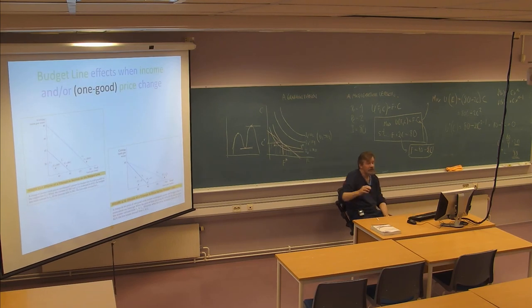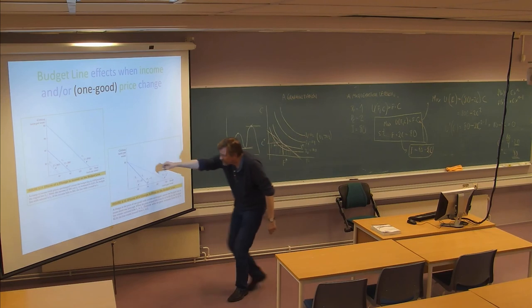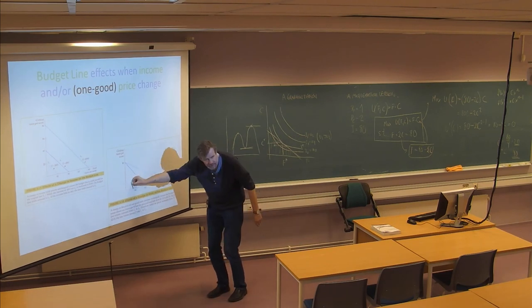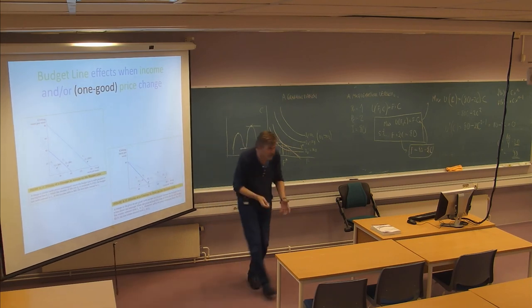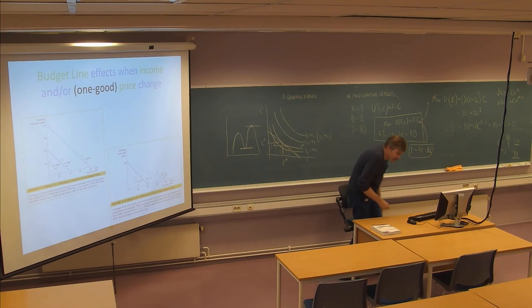Then we discussed what effect we would get on the budget line if we changed either income on the left, a parallel shift, or a change in one of the prices, in this case the price of food. If income increased, our budget line moved outwards in the diagram. If the price increased, the rotation was the other way around. We start out here and increase the price, then we rotate it inwards. Here's price a half, one and two. And we argued in general why it should be like that.